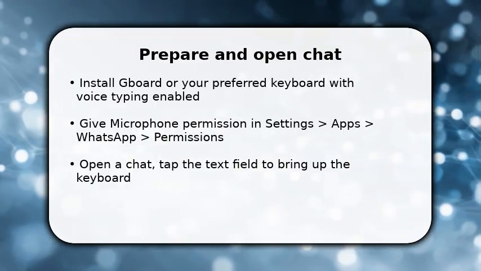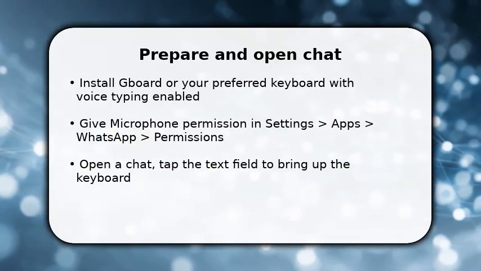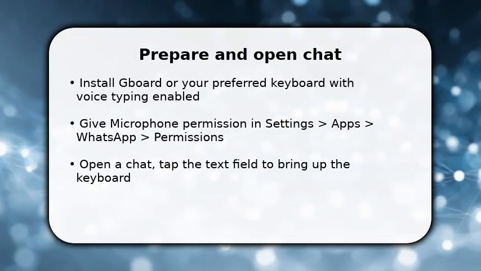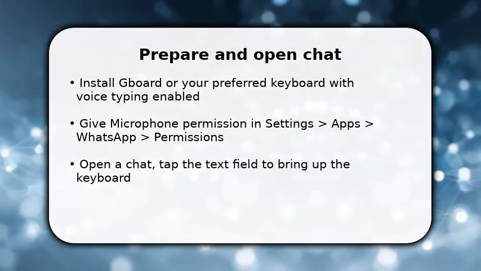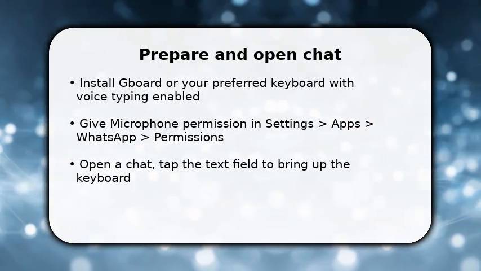Tap the text input field to summon the keyboard. Make sure the keyboard showing is the one that supports microphone input. If it isn't, switch keyboards via the keyboard icon or long press the spacebar. This gets you to the exact place to start dictation immediately.